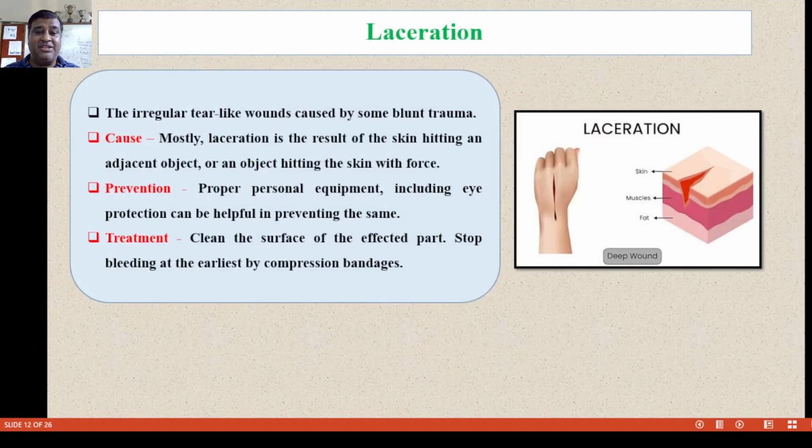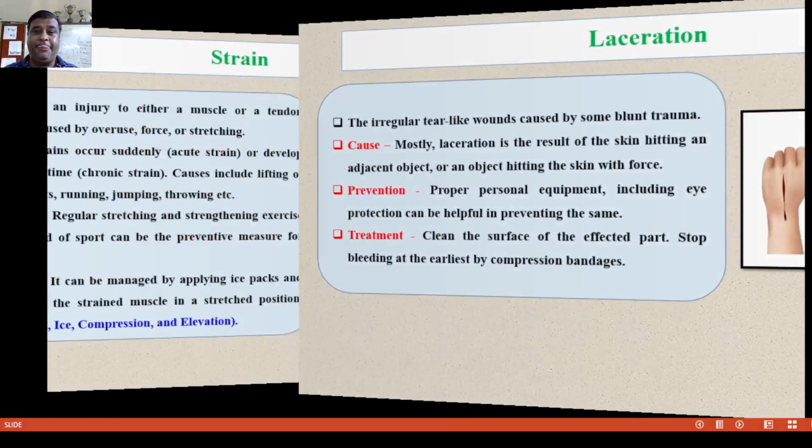Next is laceration. What is laceration? Laceration is an irregular tear or wound caused by blunt trauma. What are the causes? Mostly laceration is the result of the skin hitting adjacent objects or objects hitting the skin with force. What is the prevention? Proper personal equipment, including eye protection, can be helpful in preventing the same. What is the treatment? Clean the surface of the affected part, stop the bleeding, and use compression with bandages.